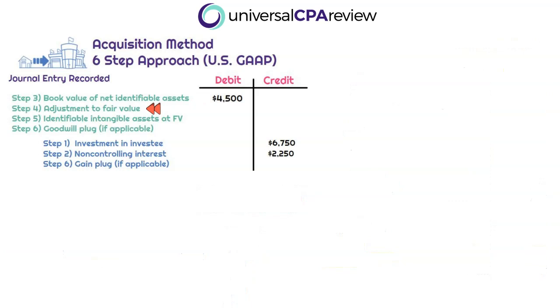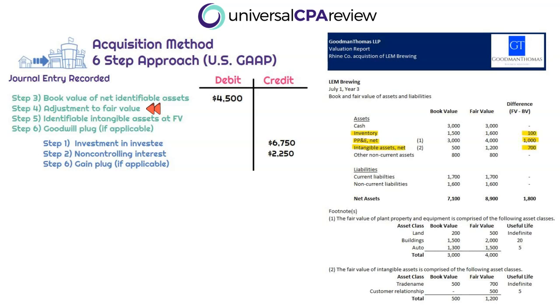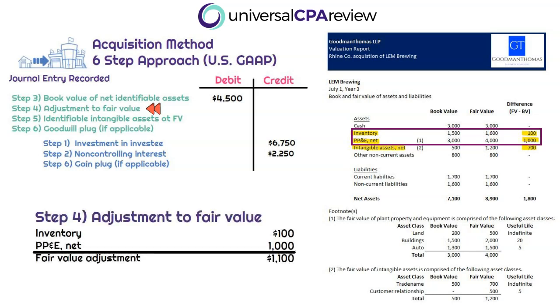So steps 4 and 5 relate to the fair value adjustment, and that's just the difference between the fair value and the book value for fixed assets and intangible assets. Remember that exhibit from Goodman Thomas that did that comparison? When we look at it, there was that $100 difference in inventory, and then PP&E had a $1,000 difference. So those are the two fixed assets. We can ignore the difference in intangible assets because that's part of step 5. You can see in step 4 that that sums to 1,100, so that's going to be our debit here. Now, when we prepare the actual trial balance entries, we would split this back out, and I'll show you that at the very end.